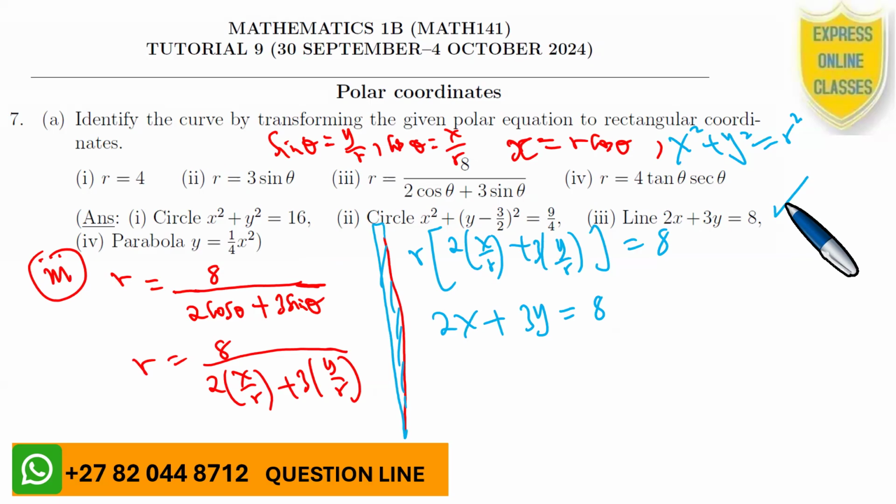So we continue. We've been able to solve Roman figure 3.